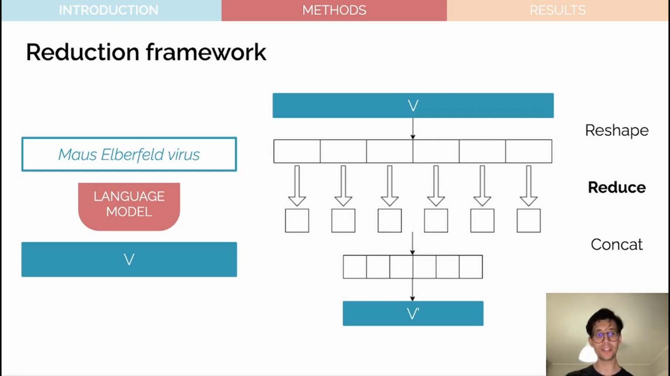So the reduction framework that we will use looks like the scheme on the slide. So we won't be reducing the whole vector. Instead, what we'll do is, starting from the text that we want to vectorize, we'll first put it into a language model to obtain the text embedding V. And then we will reshape the text embedding into, well, a larger number of small vectors, which will then reduce dimensionality separately from the others. After reducing their dimensionality, we'll concatenate them and reform them into our reduced vector V'.